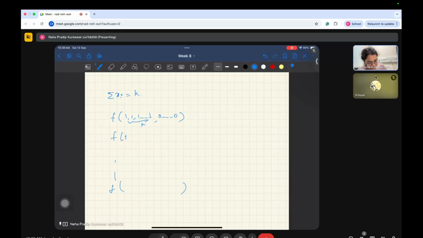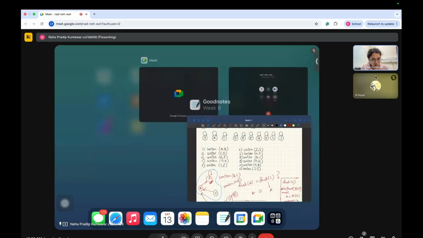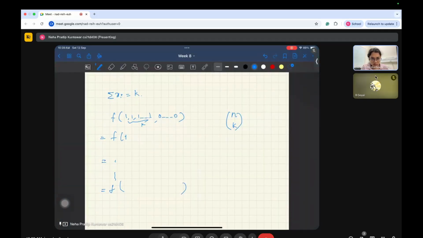This would be n choose k. So this is n choose k, and you have these many ways in which we can have the summation be k.